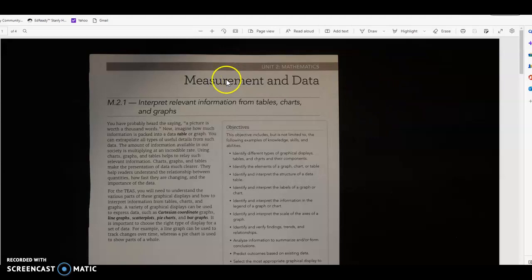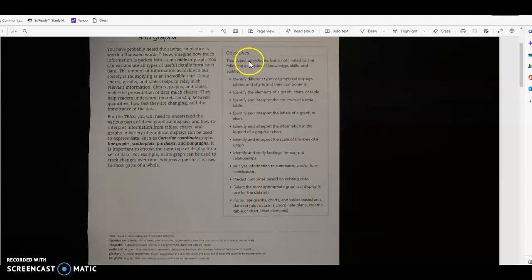We are now going to begin the measurement and data section, which is Unit 2 in the mathematics part. First section is section M.2.1. We're going to interpret relevant information from tables, charts, and graphs. We want to look at the objectives.